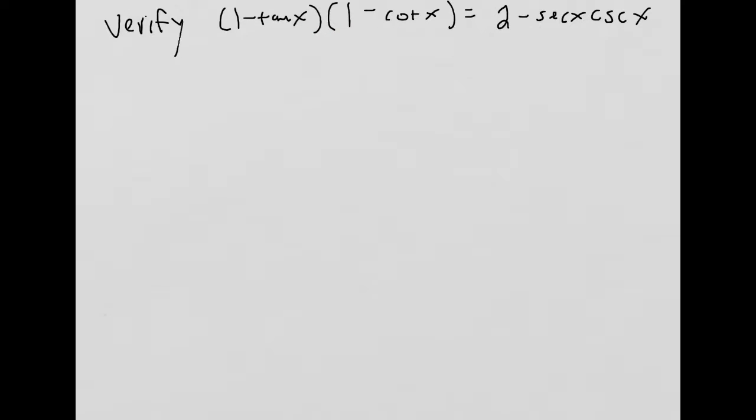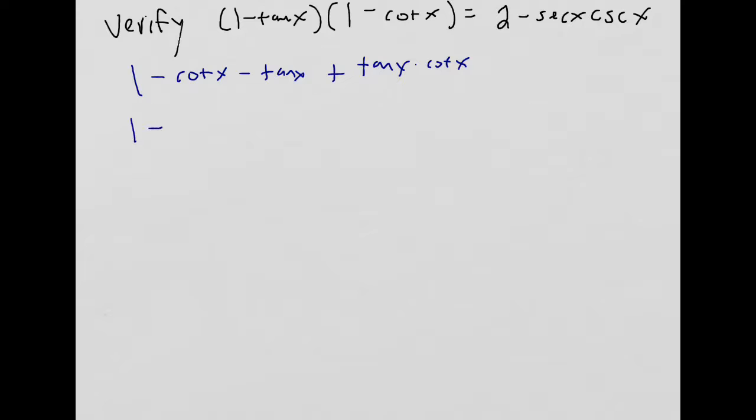When we FOIL that, we get 1 minus cotangent of x minus tangent of x plus tangent of x times cotangent of x. But we know that these are just reciprocals of each other, right? Tangent and cotangent are reciprocals, so we know that this quantity here will equal 1.